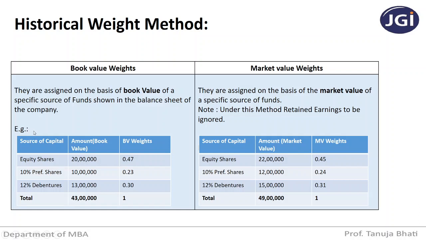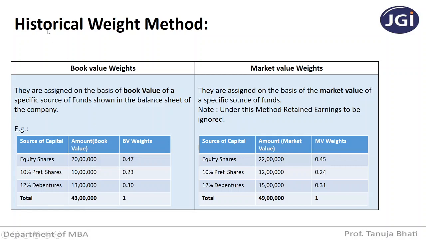So for example, a particular company, say XYZ company, has the following sources of capital, and the amount of equity shares in their books is 20 lakhs. 10% preference shares is having an amount in the books as 10 lakhs. 12% debentures is having the amount in the books as 13 lakhs. So the total is coming up to 43 lakhs.